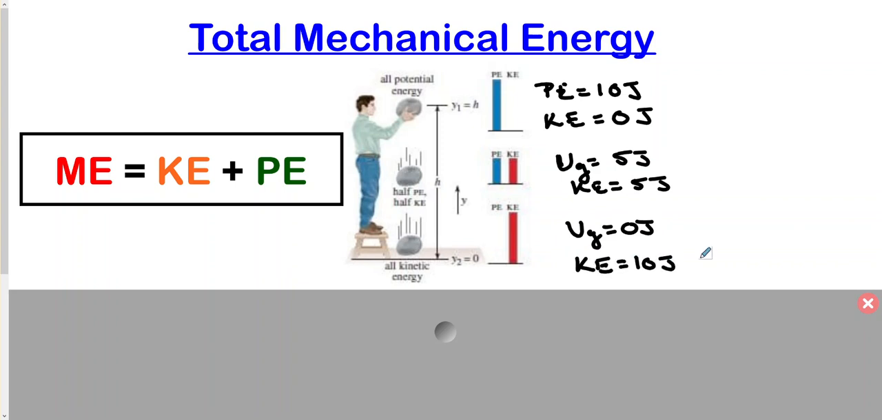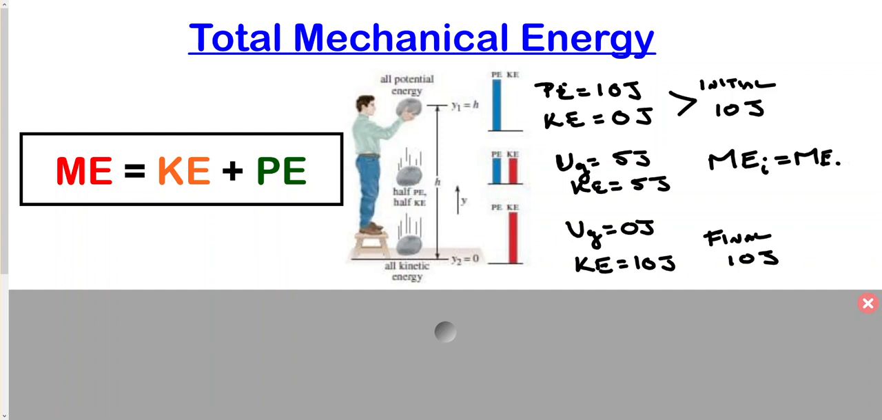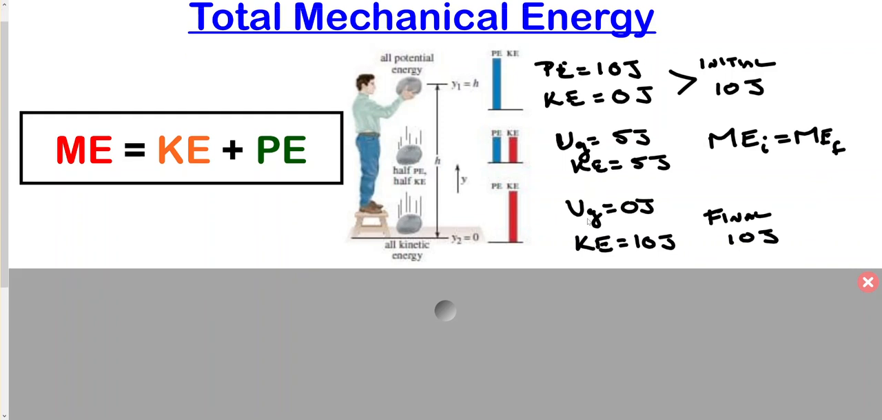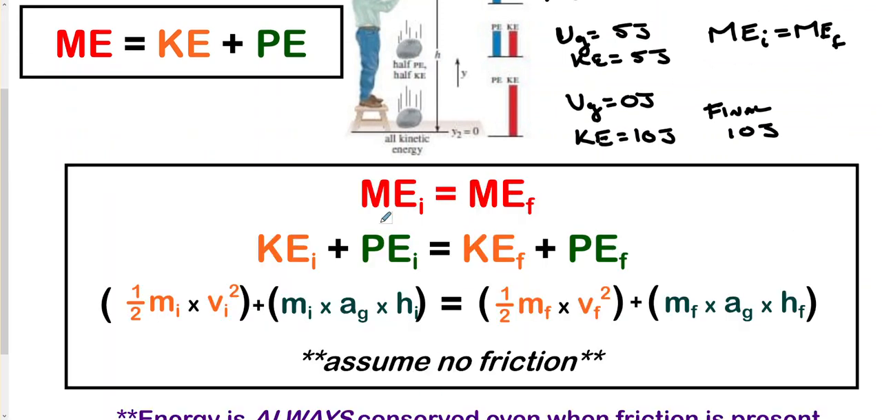kinetic, or 10 joules. And so what we can say from this is that in the initial condition, there are 10 joules of energy, and in its final position, there are 10 joules of energy. So really, what we can say is the mechanical energy initial is equal to mechanical energy final. And that's an important concept. So mechanical energy initial is equal to mechanical energy final. It tells us that the energy in the system is conserved.